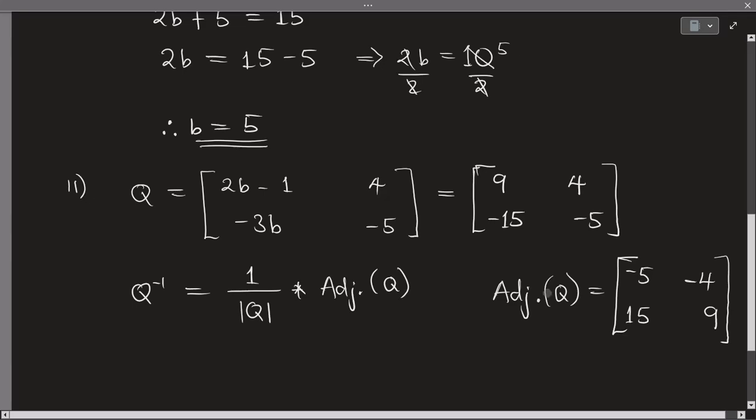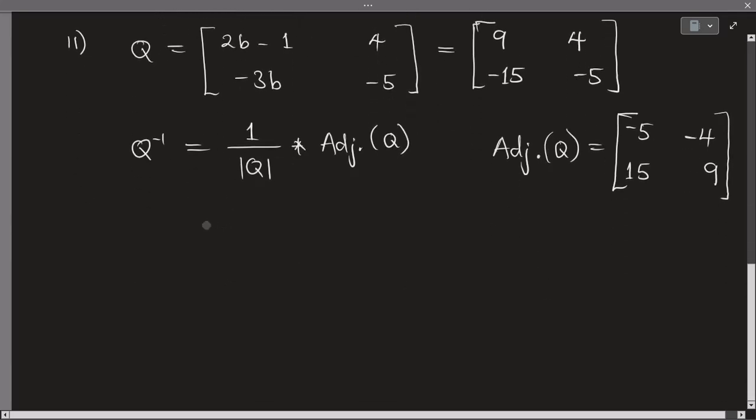Remember, for those elements in the minor diagonal, the 4 and the negative 15, we multiply them by a negative 1. With this information, now we are able to calculate for the inverse of Q. If you can remember, our determinant was 15, and now we have the adjoint, have negative 5, a negative 4, a 15, the 9.